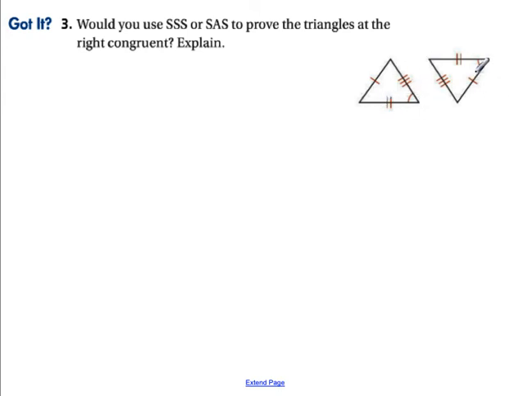But if you look at this one, it's not. It's between the one that has 2 hash marks and 1 hash mark. So you could not use side, angle, side. That could not be used, but we would definitely be able to use side, side, side. Okay, so be real careful on that. It looks like you could use either, but it's only side, side, side.